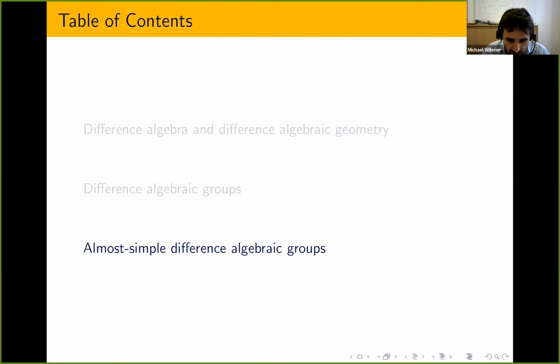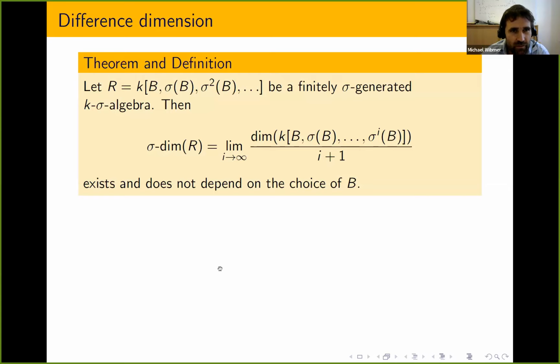And so now I come to the last topic. The goal here is to get a first rough structure theorem for difference algebraic groups. First I need a definition. We'd like to say, what is the dimension of a difference variety? Or let's first say, what is the dimension of a finitely generated K sigma algebra? It's a basic natural question, and here is one way to do it.